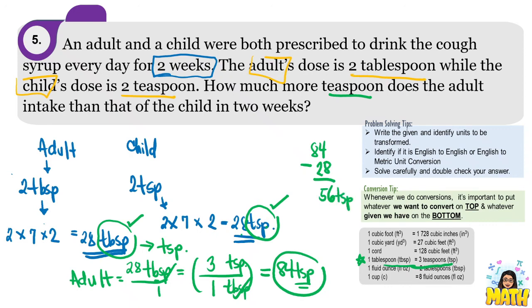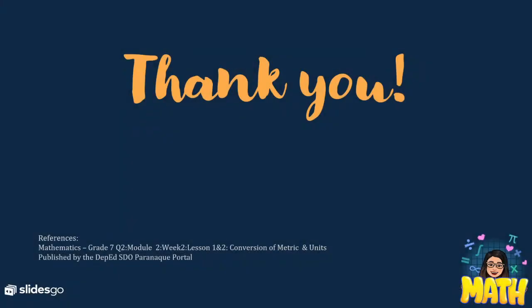Our final answer is, how much more teaspoon does the adult intake than that of the child in 2 weeks? So mas marami ito ng 56 teaspoon. Okay? I hope that by this video lesson, natutunan nyo ang applications ng conversion of metric and English units.